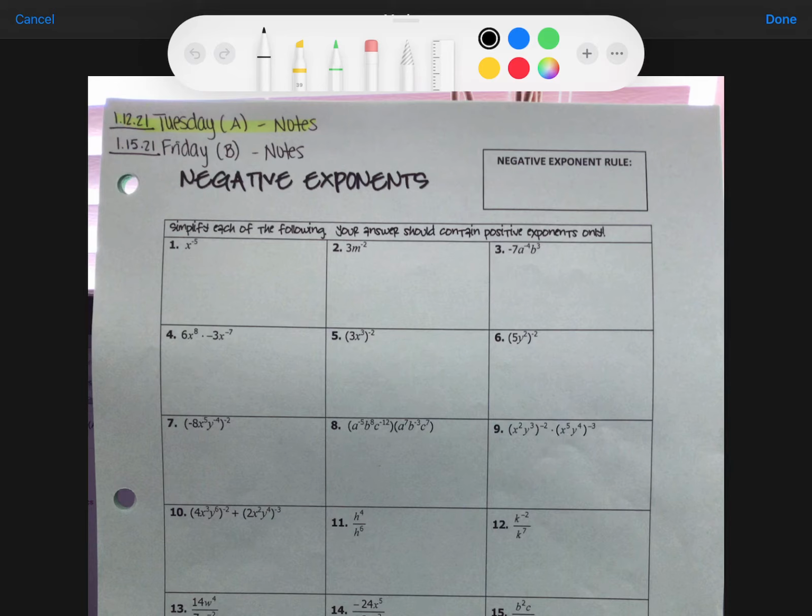Today we're going to talk about negative exponents. And so if you're cohort A, this should be Tuesday, January the 12th. And if you're cohort B, this should be Friday's lesson, January the 15th.